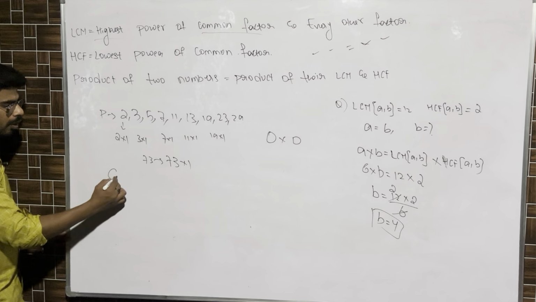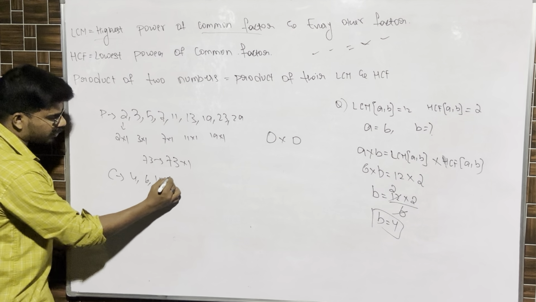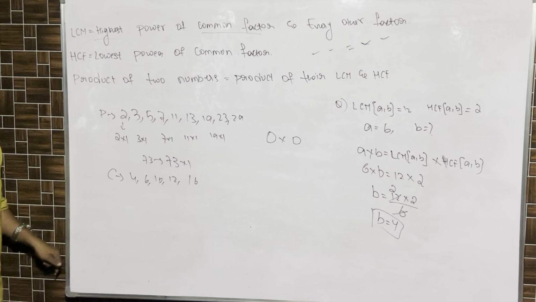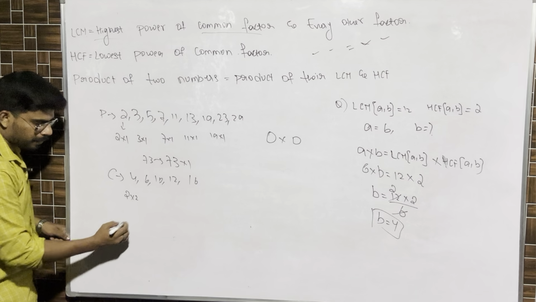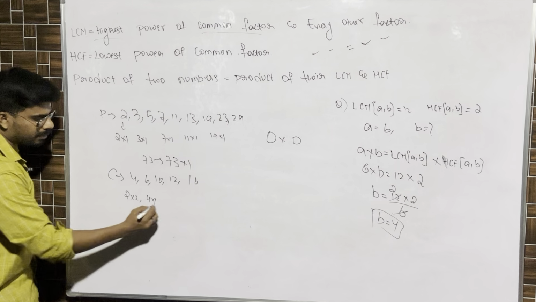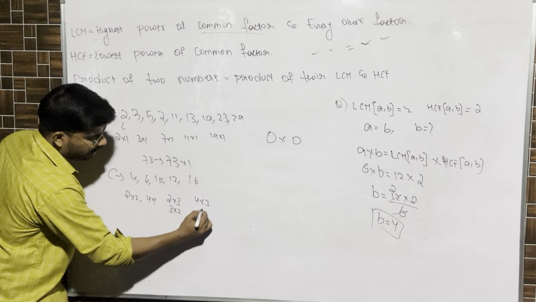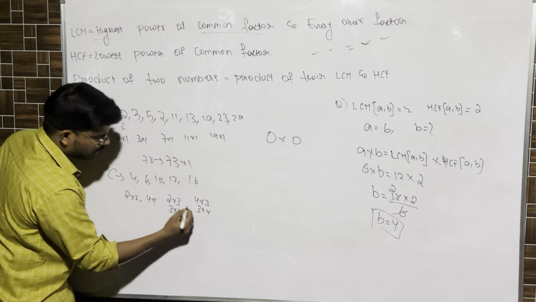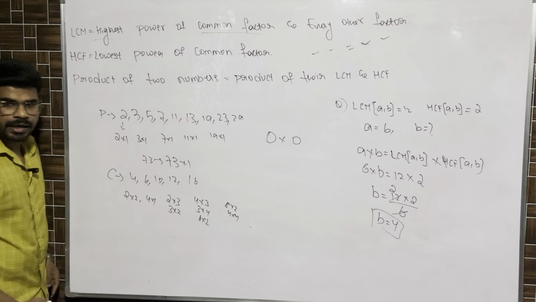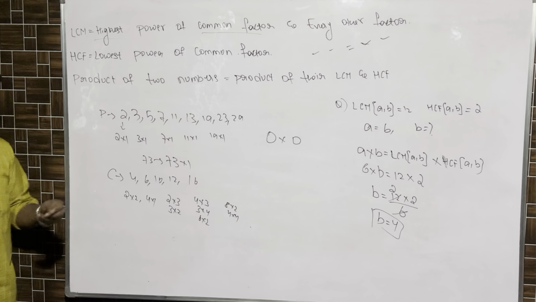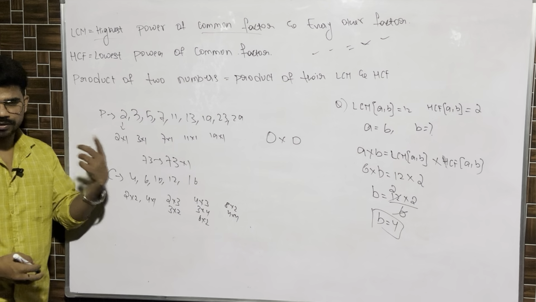Next, what are composite numbers? 4 is composite, 6 is composite, 10 is composite, 12 is composite, 16. In the middle, many numbers are there, I am taking randomly. So write 4. 4 can be written as 2 into 2 or 4 into 1. 6 can be written as 2 into 3, 3 into 2. 12 can be written as 4 into 3, 3 into 4, 6 into 2. 16: 8 into 2, 4 into 4, right? 16 into 1, 1 into 16 also we can take.